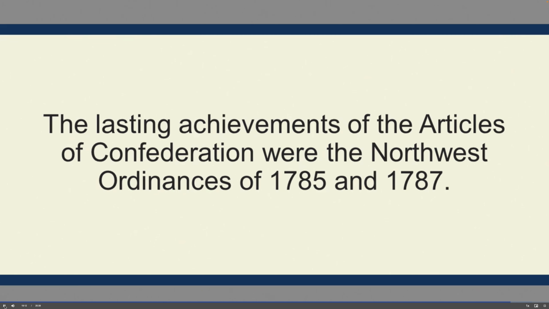The political power under the Articles gave Congress very few powers. Certain powers were held only by the states. The right to tax citizens was held only by the states. The lasting achievements of the Articles of the Confederation were the Northwest Ordinances of 1785 and 1787. These were the most important legislation passed by the Confederation Congress. They dealt with the Western lands.